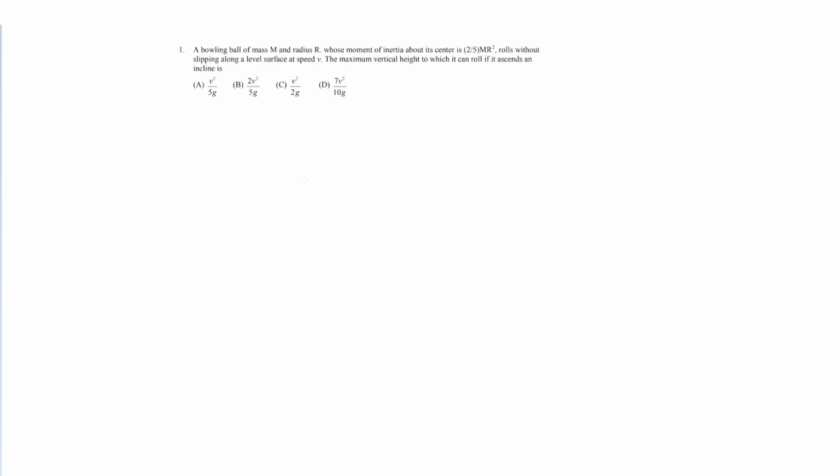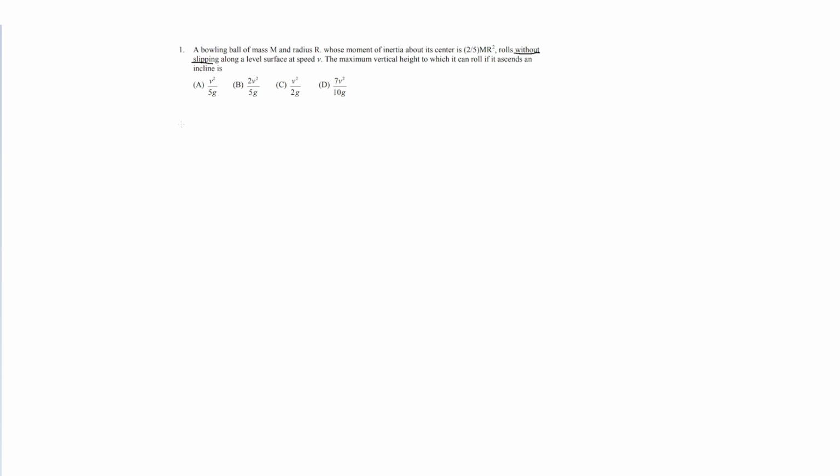Okay, so let's take a look at this first question. We're given a bowling ball of mass m and radius r whose moment of inertia about its center is 2/5 mr squared, rolls without slipping along a level surface at speed v. The maximum vertical height to which it can roll if it ascends the incline is what?